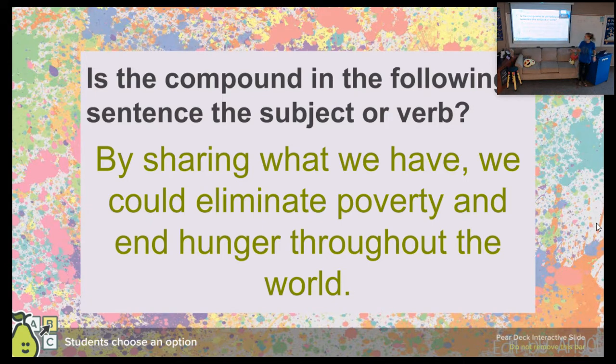So if we cross that out, by sharing what we have, hopefully you all did that on your computer, and cross out throughout the world, we've really narrowed down where our subject and our verb are going to be, right? So if we have those things crossed out, all we have left is we could eliminate poverty and end hunger. Who or what is that portion of the sentence about?